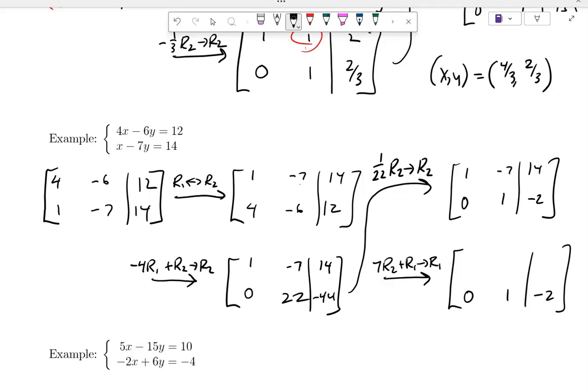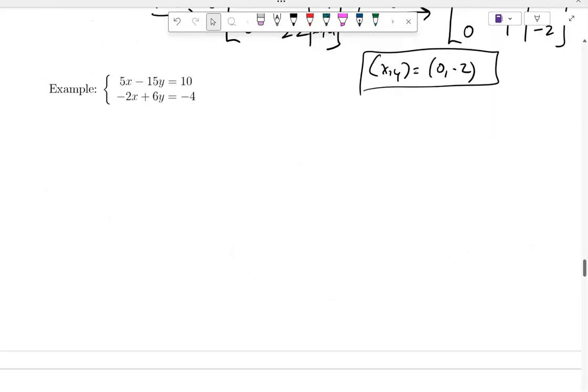Without doing any work at all, what's the first 2 entries in row 1 going to be? 1, 0, right? It's the whole point, isn't it? And then 7 times -2 is -14, plus 14 gives you 0. So what's your solution in this case? 0, -2. Good. What questions do you have on that? This okay? All right. Let's do the next one here, since we're having so much fun.